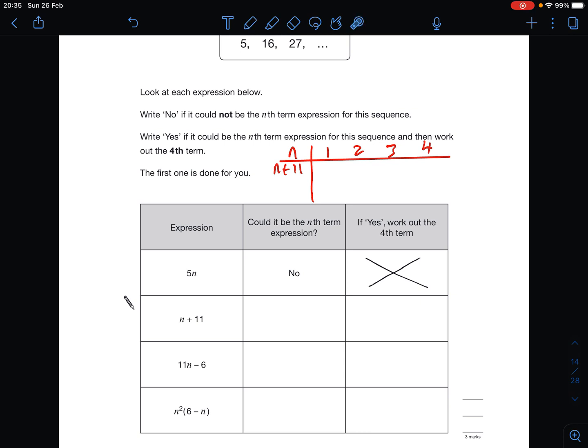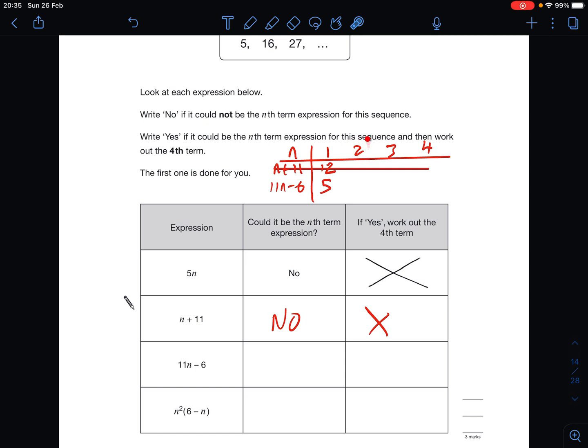Well, for the first term, I'm looking for the number 5. If n is 1, 1 plus 11 is 12. Well, that doesn't work, so I know that row can't be correct. Okay, so I know automatically that is wrong. Okay, for 11n minus 6, when n is 1, 11 times 1 is 11, take away 6 is 5. Okay, good. I'm going to check the next term.